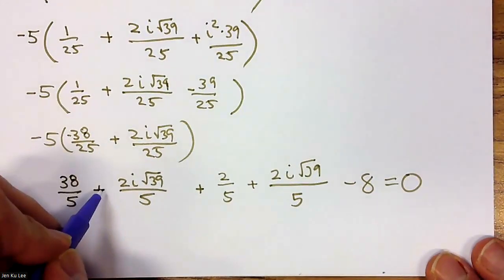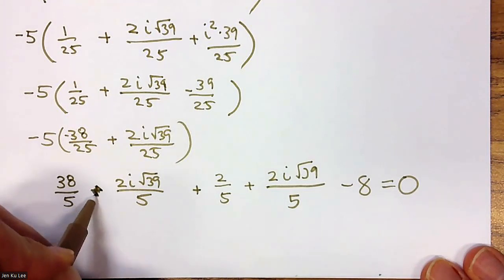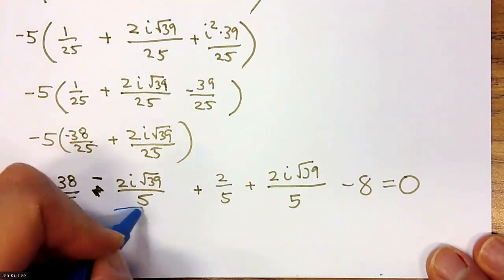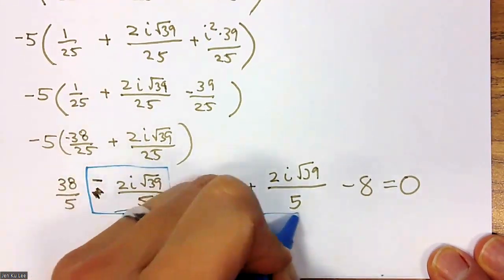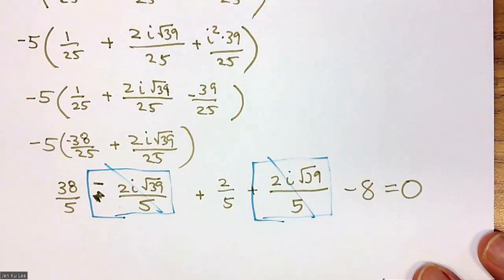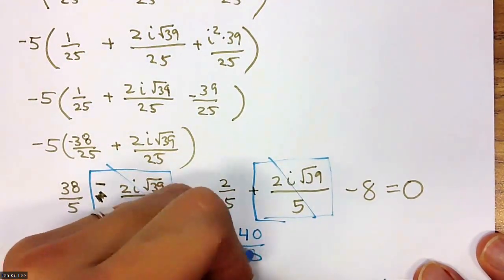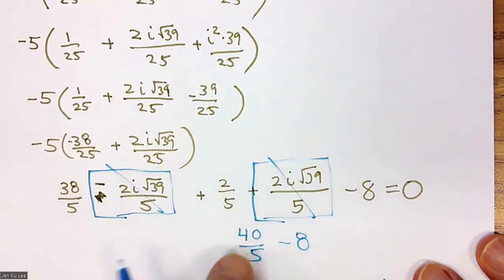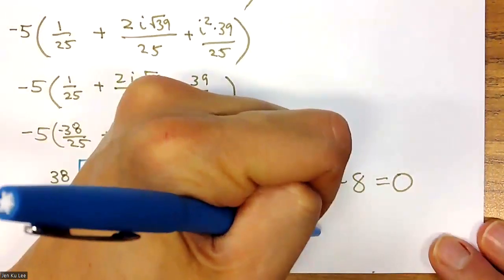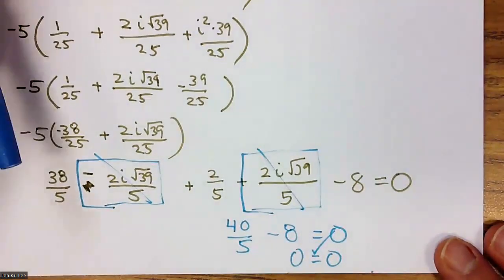Now, negative 5 times a positive is a negative. So notice that, stay with me, this and this, they cancel out. So 38 plus 2, that's 40 over 5 minus 8. What is 40 over 5? 8. Okay, so 8 minus 8 is 0, so 0 equals 0. And check that.